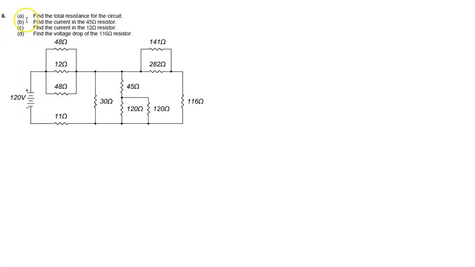Okay, so we are asked to find the total resistance of the circuit. Find the current in the 45, that's the current through this one here. Find the current in the 12 ohm, of course that's this one. And find the voltage drop across the 116 ohm.